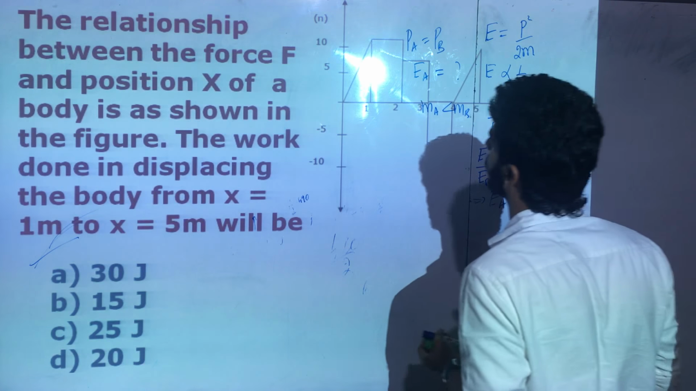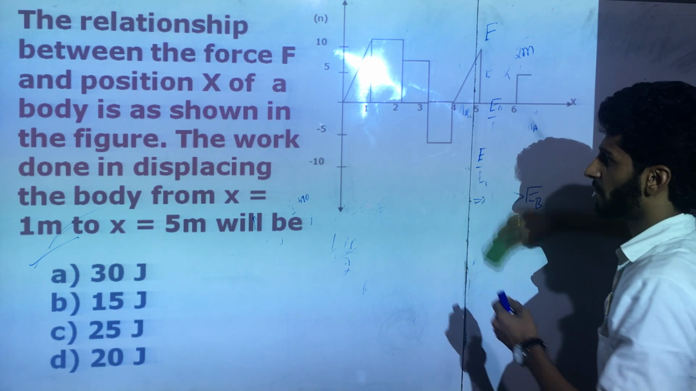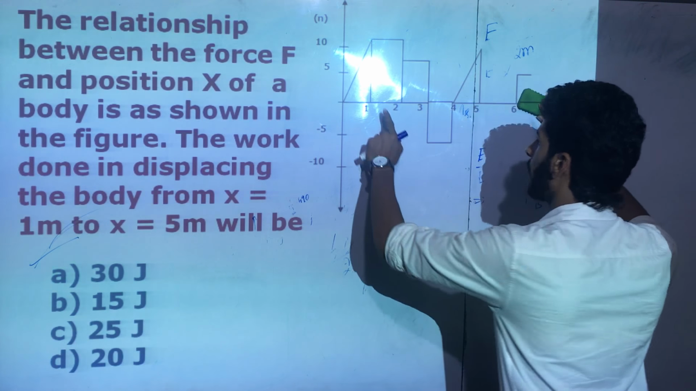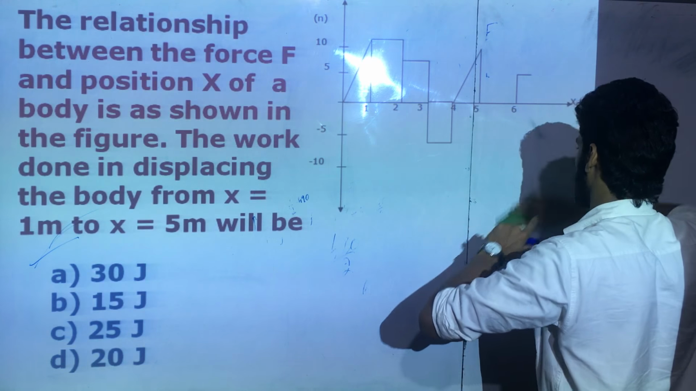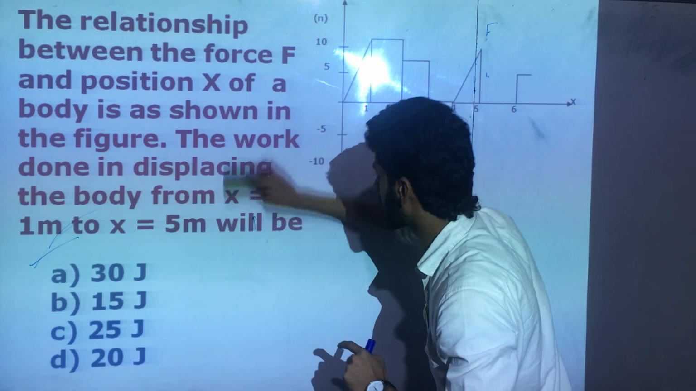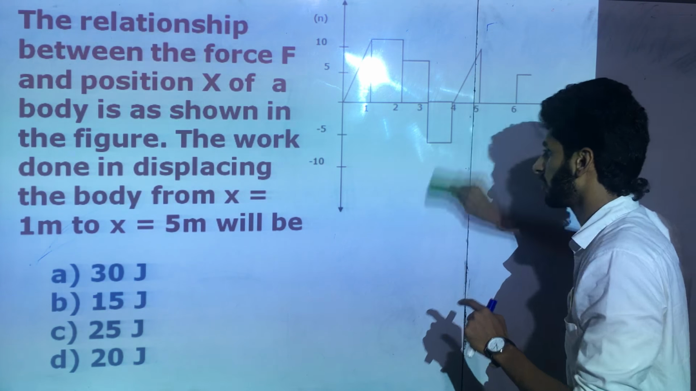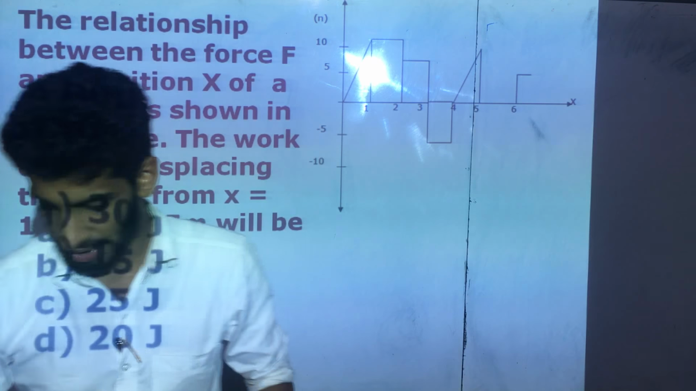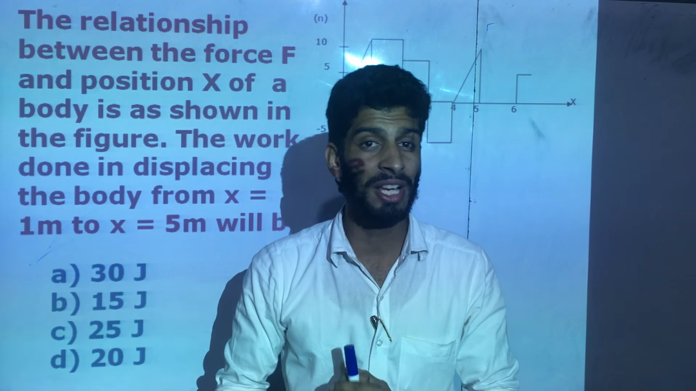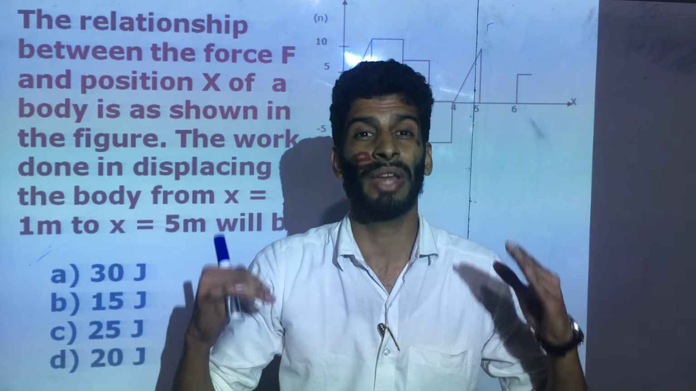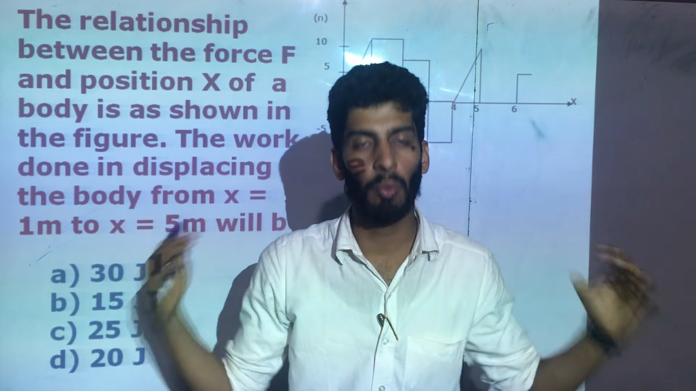Here is an F versus x graph. What is asked is the work done from 1 to 5. Along the y-axis, force is taken; along the x-axis, displacement is taken. You need to find out the work done. If you plot force versus displacement and take the area under the graph, F x, you would get the work done.